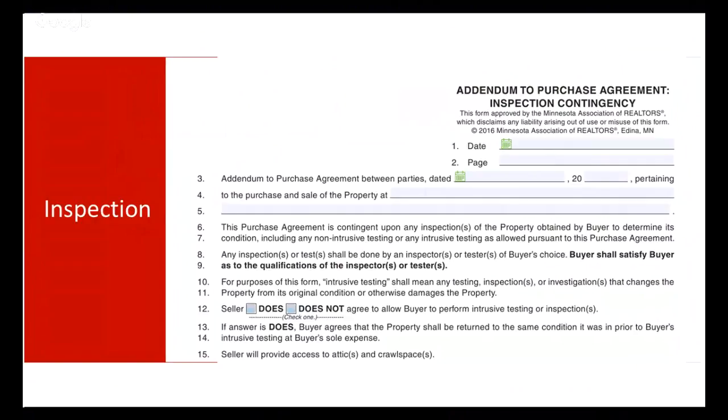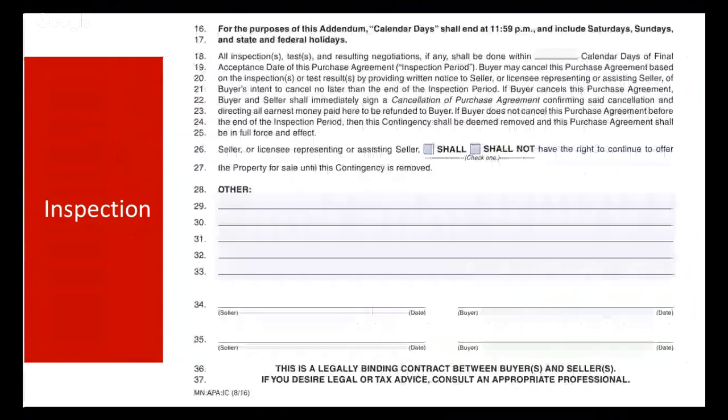Okay, so we'll provide access to attics and crawl spaces. For the purposes of this addendum, calendar days shall end at 11:59 p.m. Sorry, that's a little hard to see up there. And include Saturdays, Sundays, and state and federal holidays. This is a big change. Those days used to be excluded, now they're included.